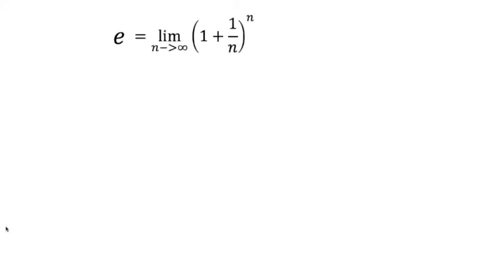This letter E, it's a constant, it's a number. The first definition is this limit definition, the limit as n goes to infinity of (1 plus 1 over n) to the power of n. This converges to the number E. It was discovered in 1683 by Jacob Bernoulli.